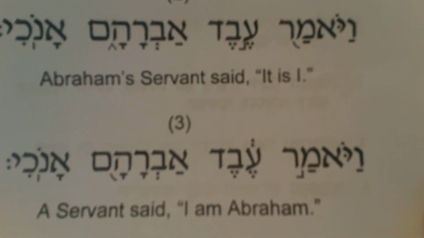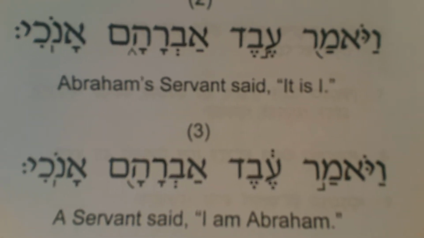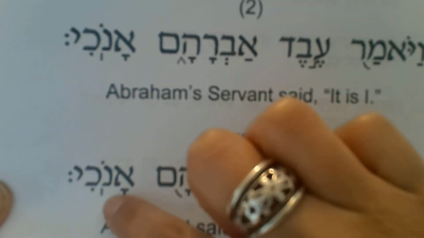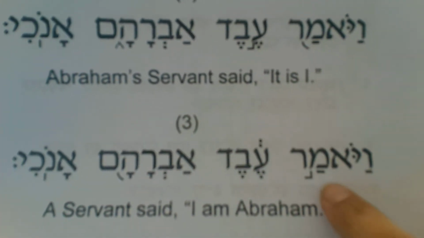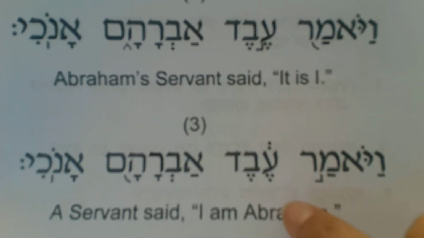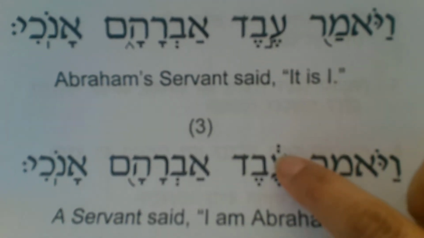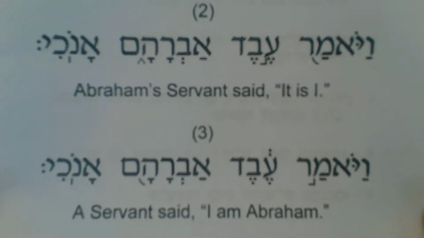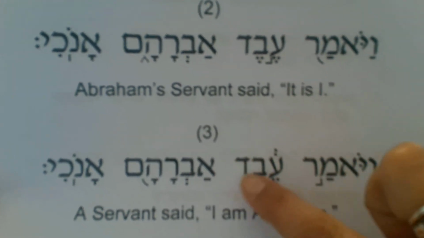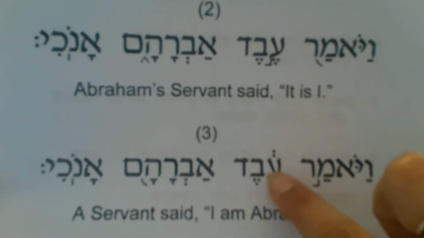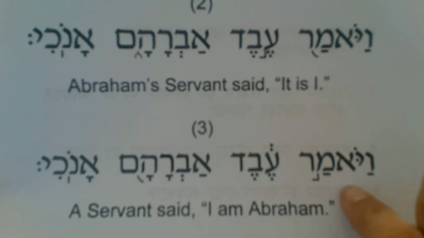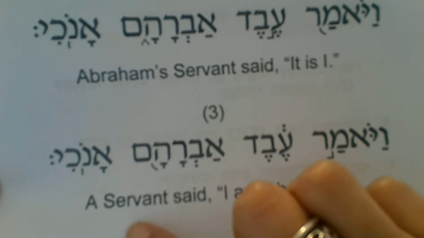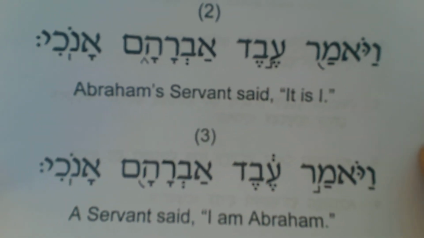And then number three, now we're introducing a new family. We are talking about sof pasuk, right? Our colon with our meteg, our secondary accent, and the new family being introduced is a trope that is actually shown above the word. These two dots above the ayin are a zakef katon. So the zakef katon family in this case has two members. So the phrasing would say Vayomar Eved, pause, Avraham Anochi, and that translates to "a servant said, I am Abraham."